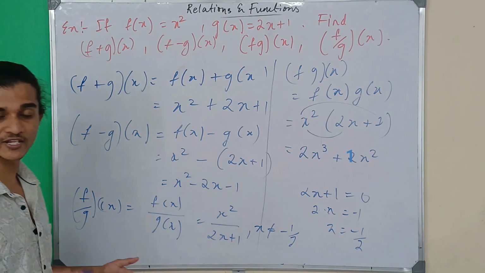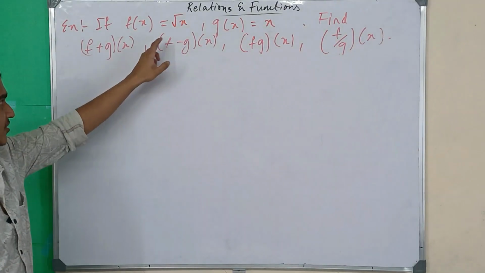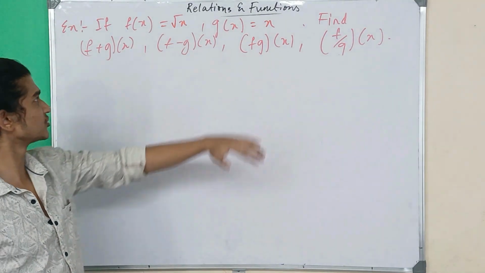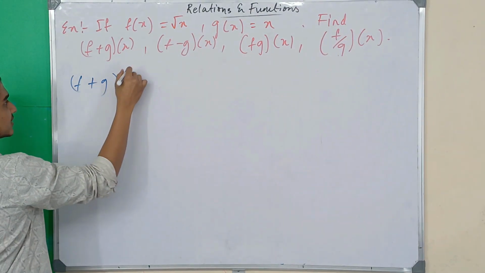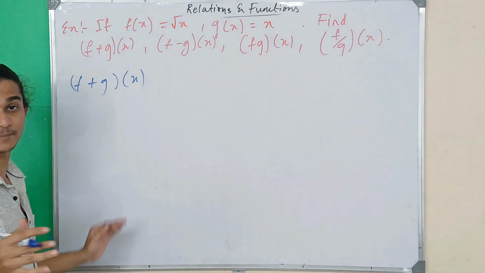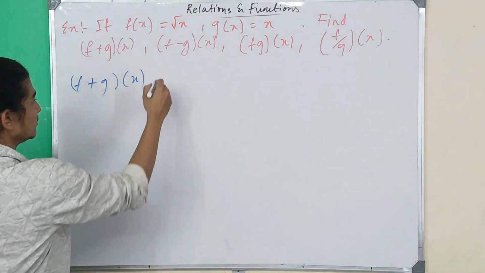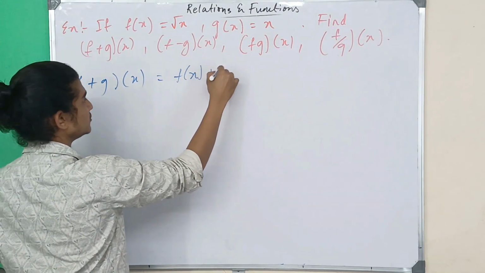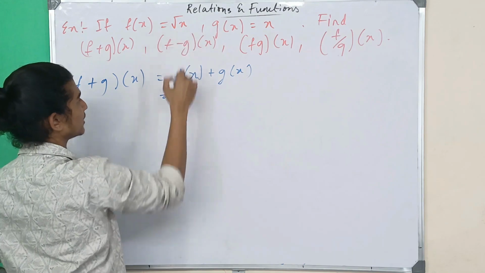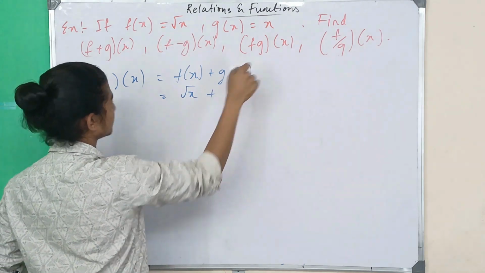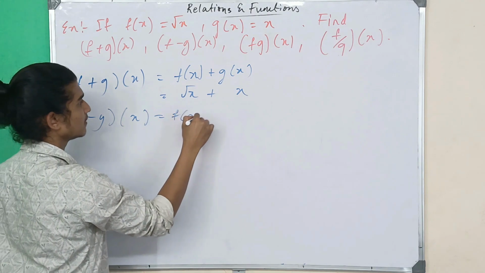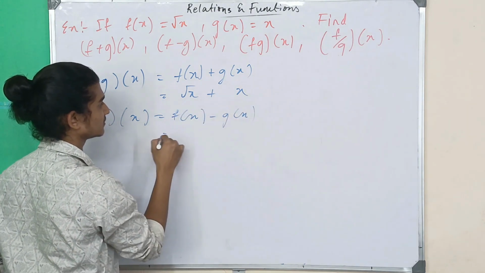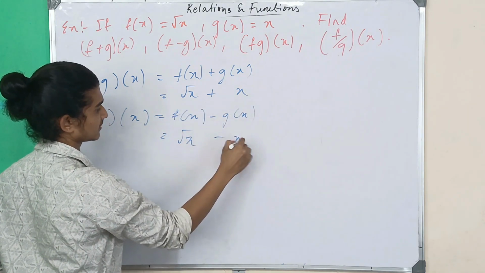Now let us try to solve one more example. So if f of x equal to root x, g of x equal to x, we're supposed to find the same thing. So first one is f plus g of x. If you know how to solve this, please try to solve and compare with the solution which I give here. So which is f of x plus g of x. So f of x is root x, g of x is x. Next is f minus g of x, which is f of x minus g of x. So f of x is root x, g of x is minus x.